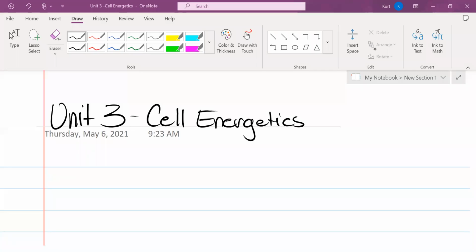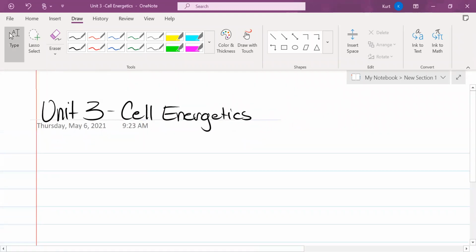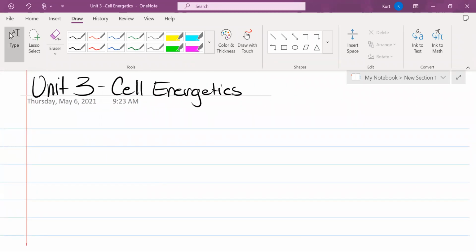We're going to be doing cell energetics. There's a lot to get to. I hardly finished my first period, so let's go and get started. I'm recording the lesson right now.